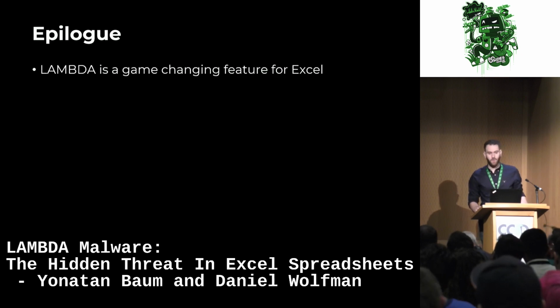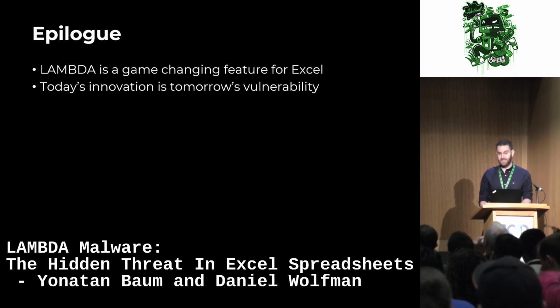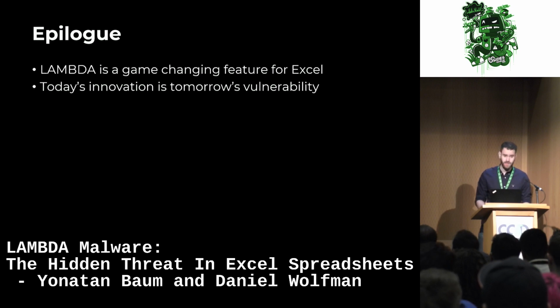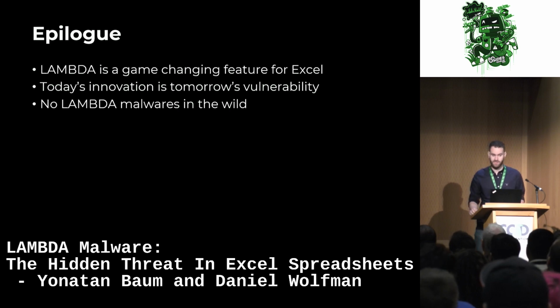First, while lambdas are amazing and a game-changing feature for Excel, today's innovation is tomorrow's vulnerability, meaning that hackers can and will go through the exact same process as I just showed you, attempting to find new ways to exploit new features in software you are protecting. Now, it is quite important to know that we checked and we didn't find any malware or campaigns using lambdas in the wild. But hackers can, and the same principles apply for any new update to software.